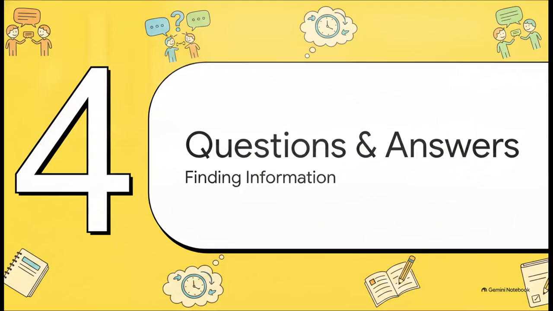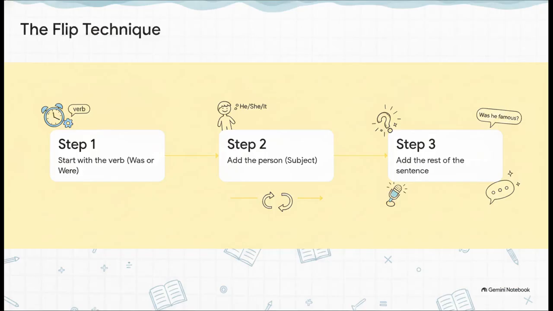And that brings us to section 4, questions and short answers, finding out information. Okay, so to ask a question, we use what I like to call the flip technique. Normally, the person comes first, right? Then the verb, like he was. But to turn that into a question, you literally just physically swap their places.